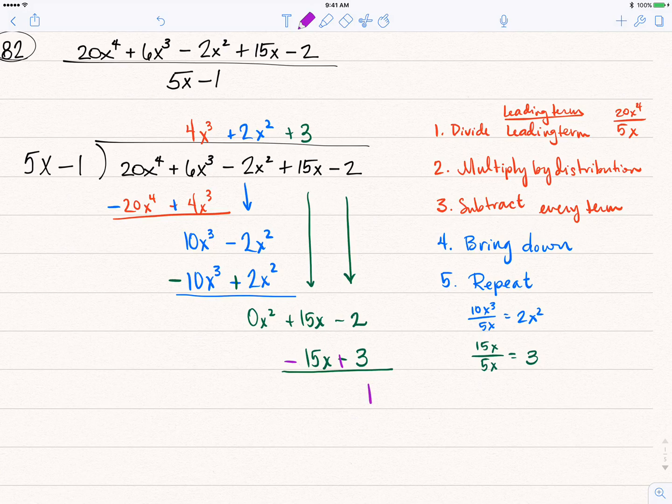So now what I'm looking at here, I have my quotient. My quotient is the number up top. Just going to call it Q. This is 4x cubed plus 2x squared plus 3. My remainder is just a 1. And that's how you divide two polynomials using long division.